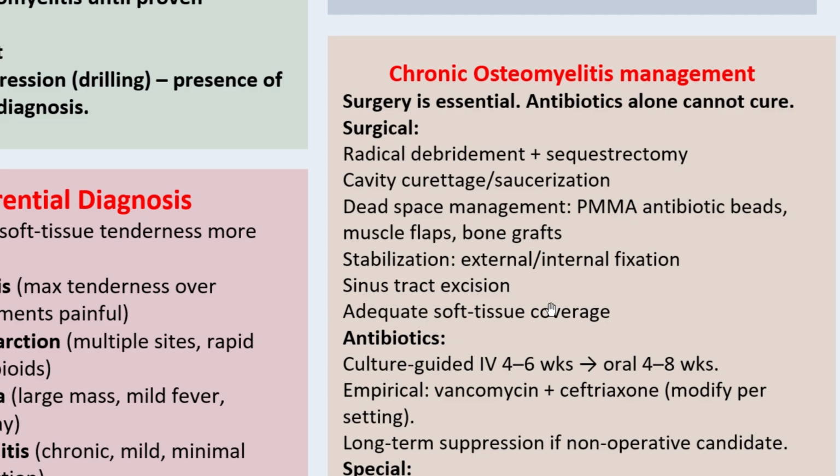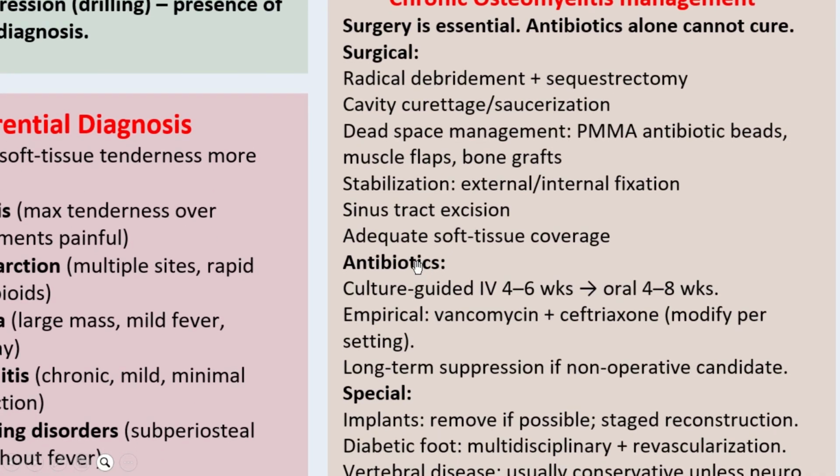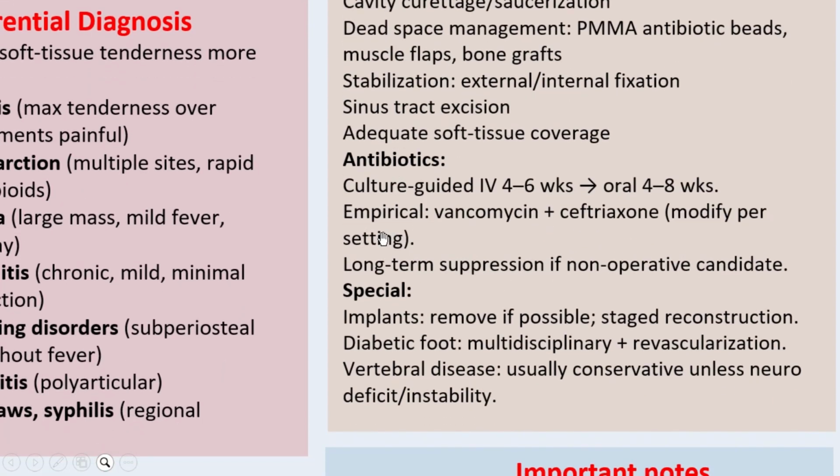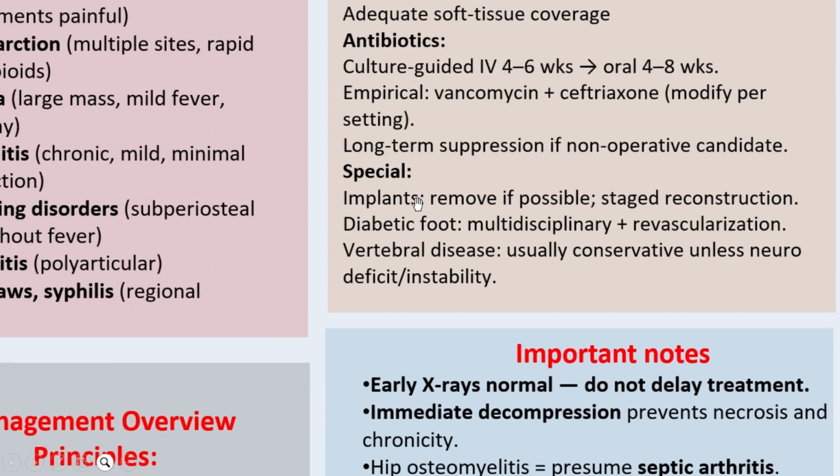If we don't stabilize them, or if we don't put something in place, the patient may come back with a pathologic fracture. Then sinus tract excision, then adequate soft tissue coverage. Then antibiotics are going to be culture guided, and empirically you can give vancomycin, ceftriaxone, and modify in the long term. Sometimes if you have implants, we may require to remove the implants. If it's diabetic foot, multidisciplinary approach is involved. We need to control the sugars, then revascularization. In vertebral disease, most of the time we treat it conservatively unless we have neurodeficits and instability.